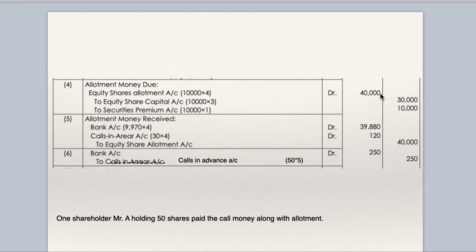One person who was having 30 shares failed to pay allotment money. So they have received allotment only on 9970 shares. Bank account debit 9970 into 4, 39,880. Calls in arrears account debit on 30 shares they have not received allotment, 30 into 4, 120. To equity share allotment 40,000.